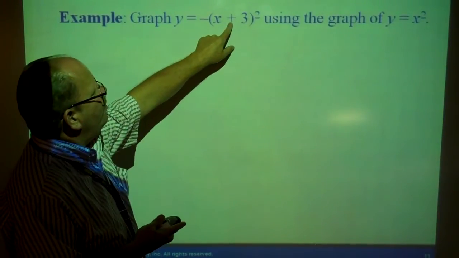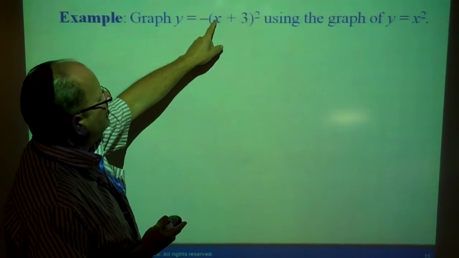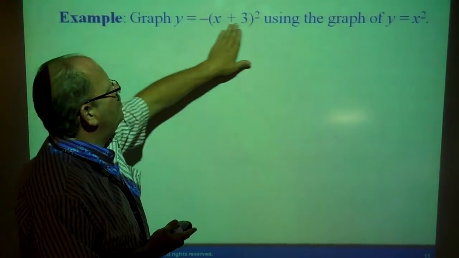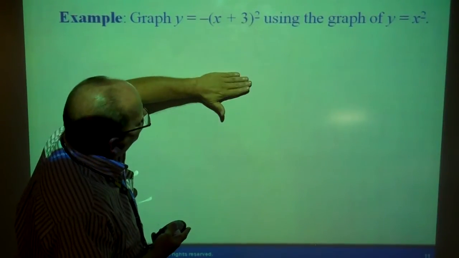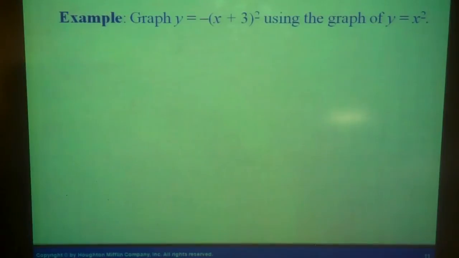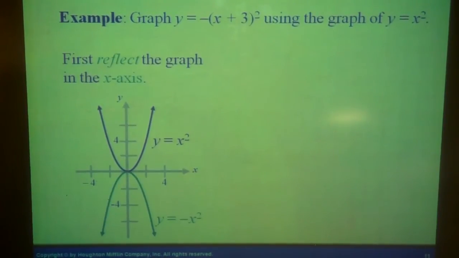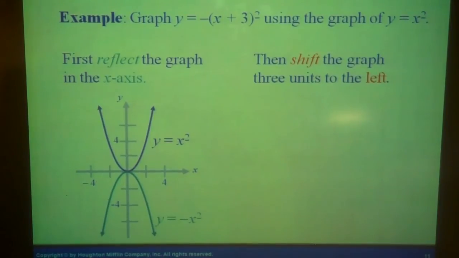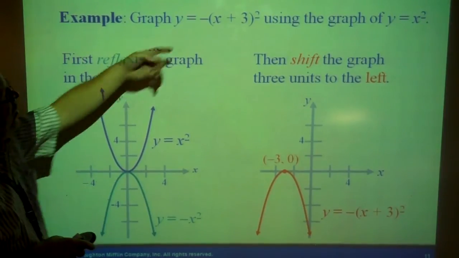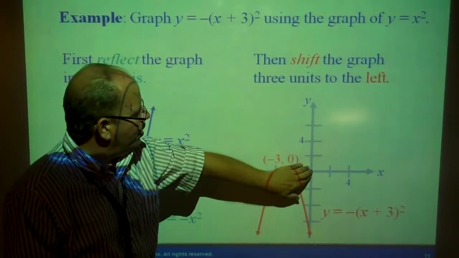Okay, so we have a shift, 3 units left, and we have a reflection. And since the x isn't negative, but the whole thing is negative, this is going to reflect over the x-axis. The whole function is negative. So we begin with x squared. We take x squared and we reflect it across the x-axis. And then we take our reflection and we shift the graph 3 units to the left. The negative f of x flips it. The plus 3 moves it.